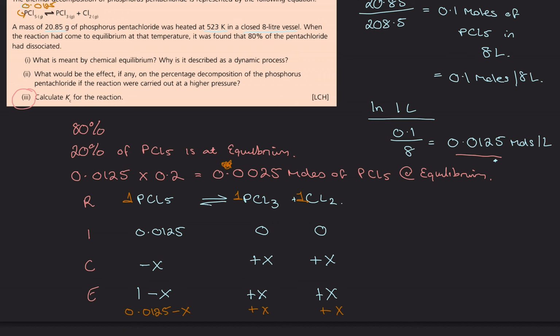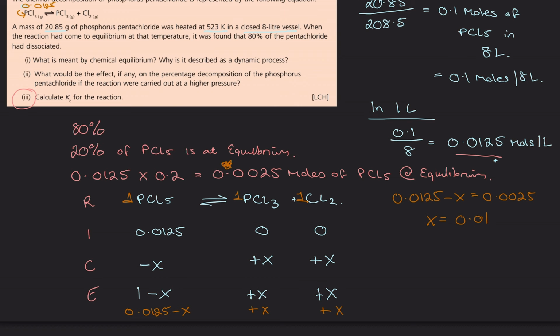Okay, so we can say that 0.0125 minus X equals, so that's the original amount of phosphorus pentachloride. It's dissociated a certain amount, and what's left over is the 20%, 0.0025. Okay, and then from doing that, you can work out that X gives you 0.01. So you found X. So now you can write in all of these.